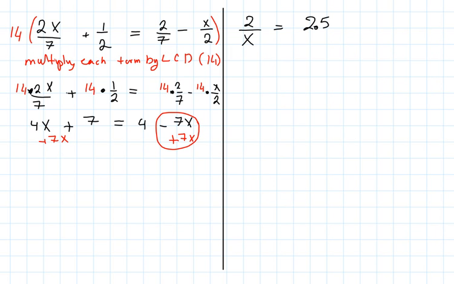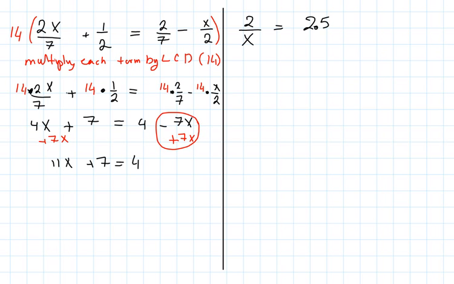And I always like to get rid of the negative x's. It's a lot easier this way to work with positives. So we end up with 11x plus 7 equals 4.